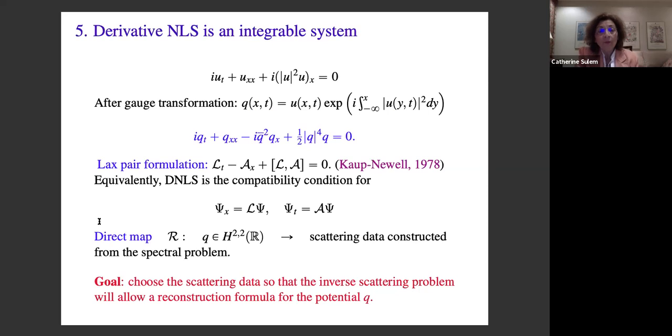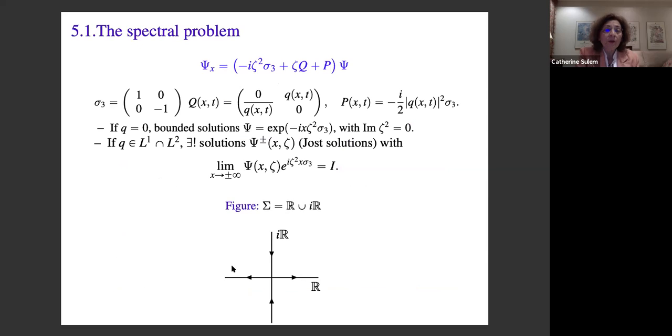So first of all, the Lax pair, and the question: what is the scattering data? How can we construct the scattering data given the initial condition, Q0? Well, the goal is to choose the scattering data so that the inverse scattering problem will allow the reconstruction formula. And so the first step is the study of the spectral problem, which is a little bit more complicated than that of NLS.